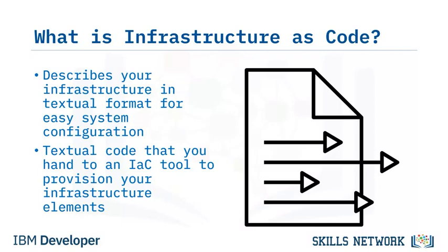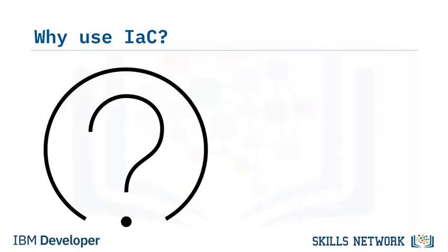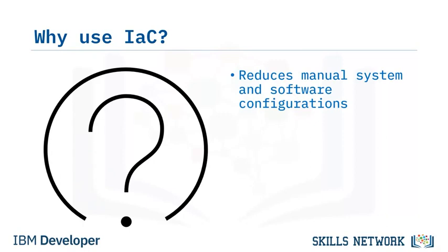Using these tools with this textual code means that everyone gets the same environment every time, so it's consistent and repeatable. Textual code is normally written in the YAML format, which is a very common way to write and declare IaC. So why are we discussing infrastructure as code in this course? Well, performing these system configurations manually is error-prone, not to mention time-consuming.